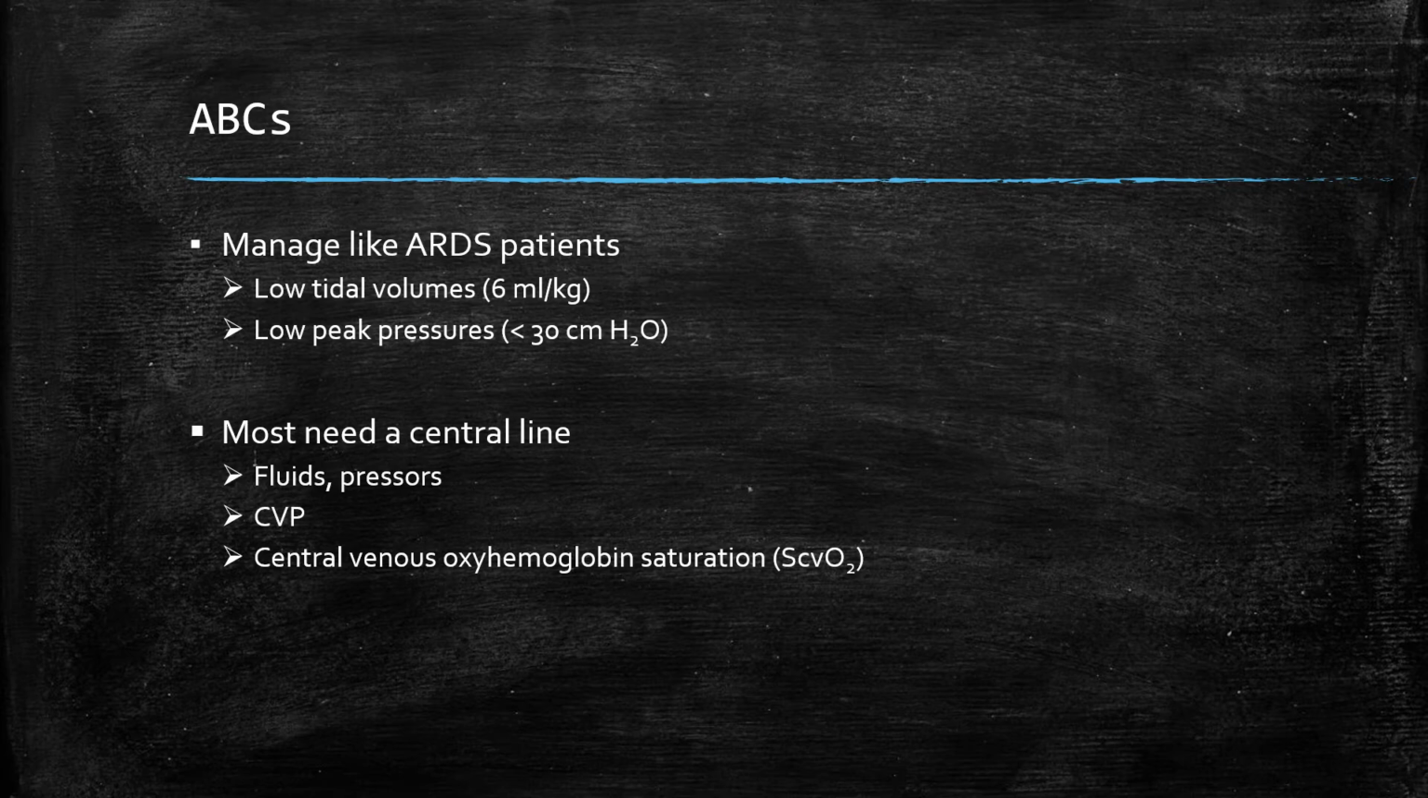Most septic patients will also need a central line. This will greatly facilitate fluid resuscitation as well as the use of pressor agents. If so desired, the central line will also allow measurement of parameters like CVP and central venous oxyhemoglobin saturation.